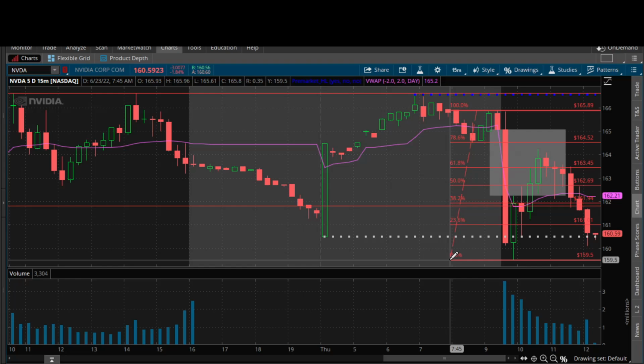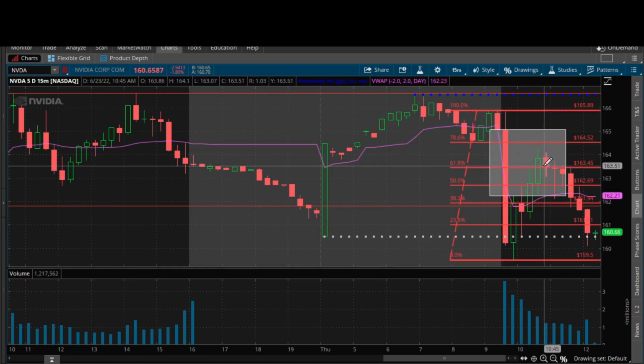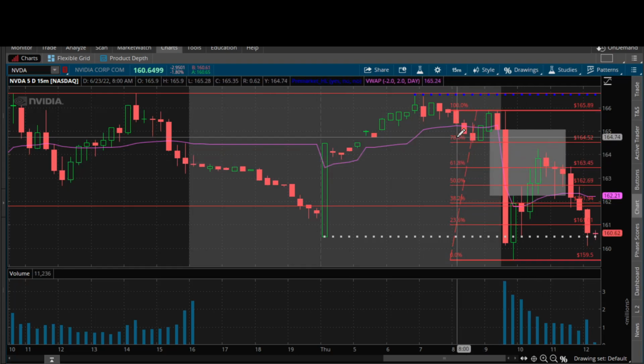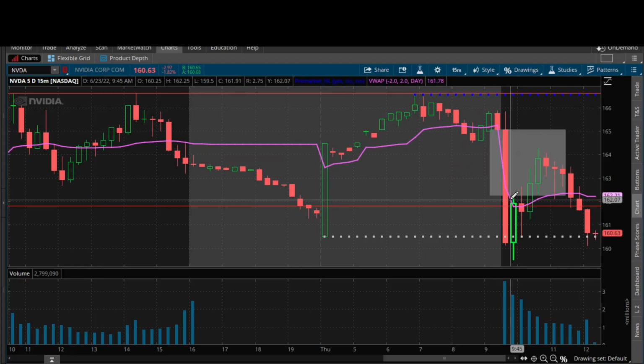What's a premium market? A premium market is above 50% equilibrium. There's 50%. It does what? It trades above that 50% equilibrium price point. That is a premium market. We're now in a premium market up here. It's traded up into a premium market, up into our fair value gap, our imbalance.